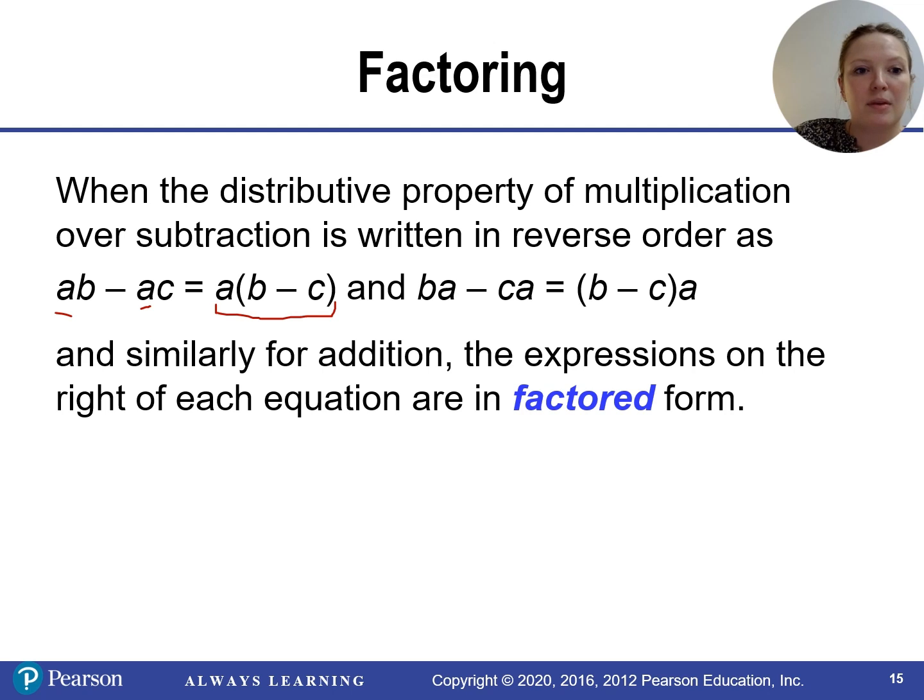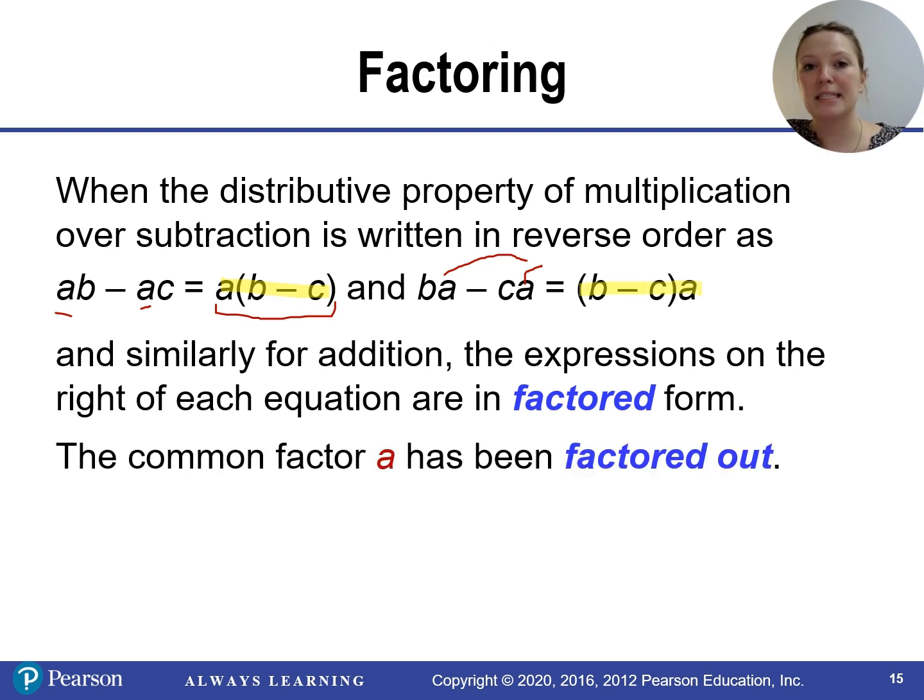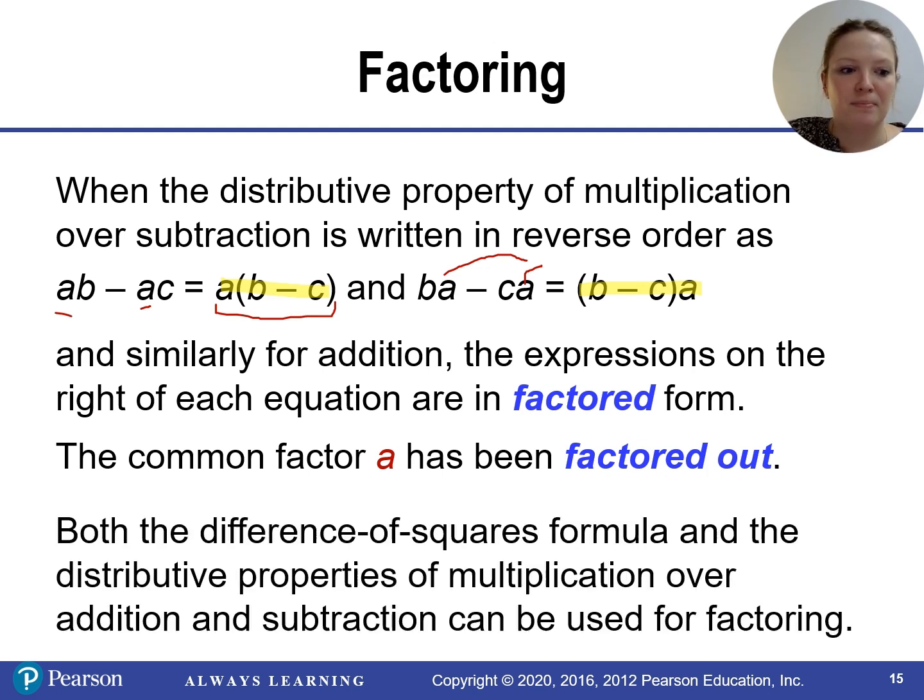And I could do it from the other side too, even if it's BA minus CA, I can again factor out an A and have B minus C times A. And the same thing goes for addition. And the expressions over here I'll highlight are what we call the factored form. We would often say that the common factor was factored out of the expression.